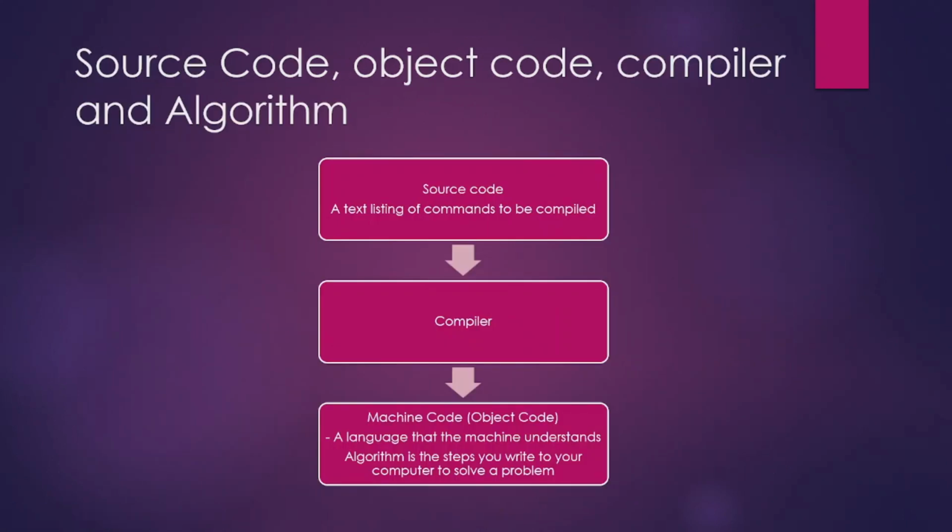So what is a source code? A source code is a text listing of commands to be compiled. A source code is what you input, what you write, it is the language that you understand, and it needs to be compiled into a language that the machine can understand. And then an algorithm is the steps that you write for your computer to solve a problem. But we will look at more of that on the practical side.